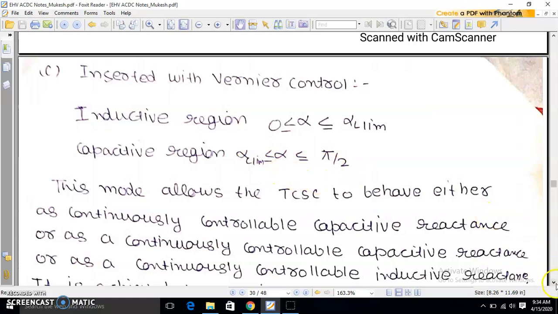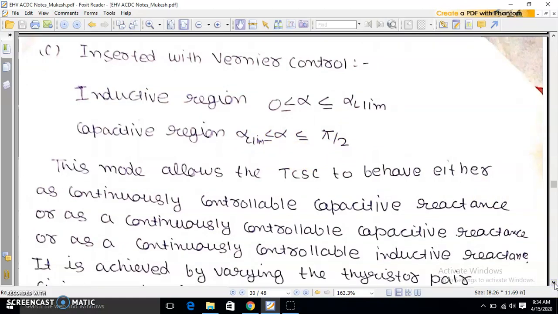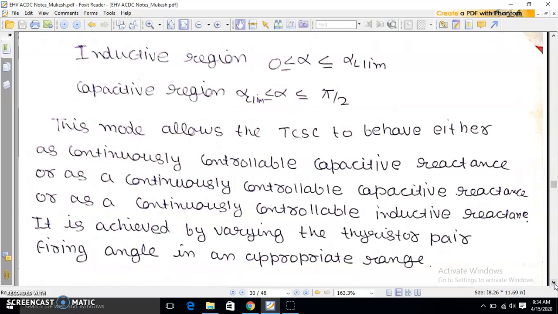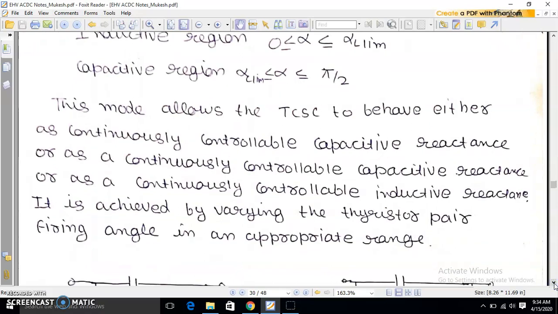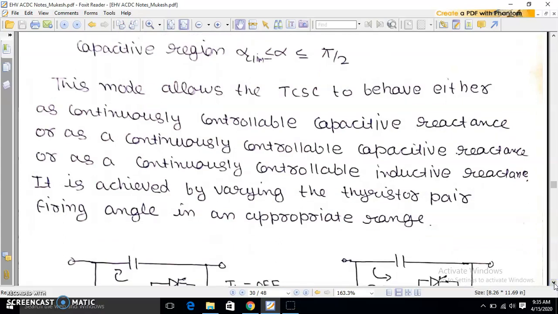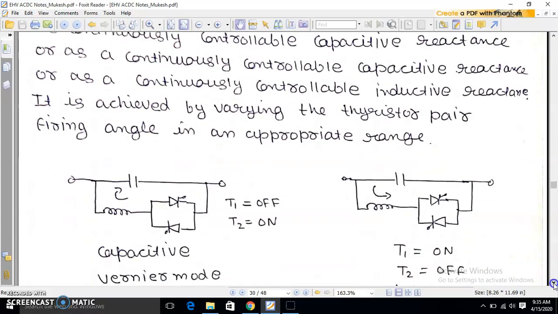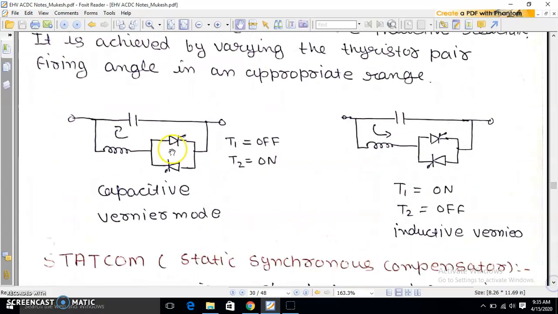This mode allows the TCSC to behave either as a continuously controllable capacitive reactance or as a continuously controllable inductive reactance. It is achieved by varying the thyristor pair firing angle in an appropriate range. This is the capacitive vernier mode and this is the inductive vernier mode.